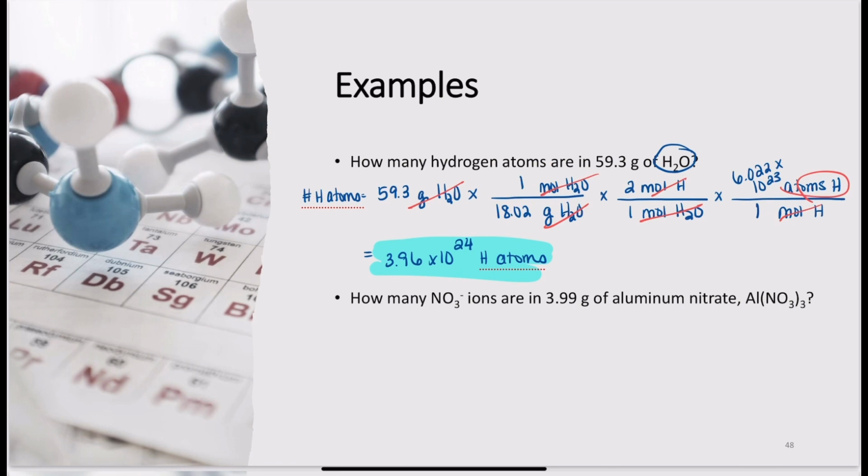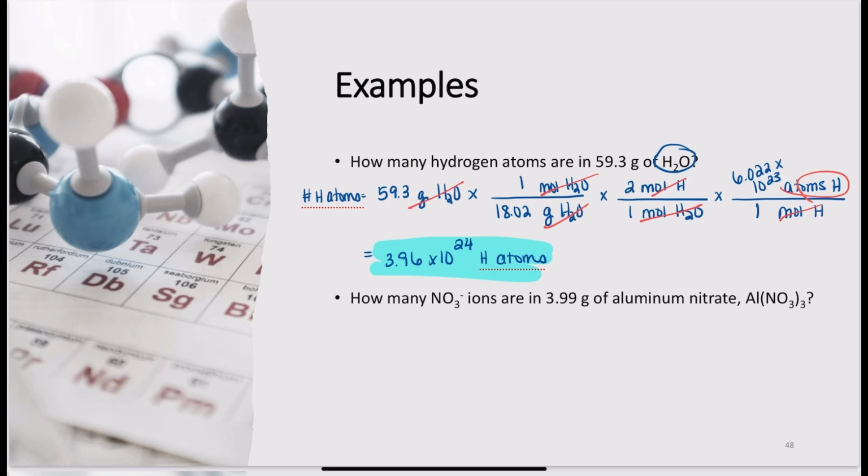What about this one? How many nitrate ions are there in 3.99 grams of aluminum nitrate, Al(NO3)3? Now, students start to get overwhelmed at this point because we don't cover naming until chapter 3, which is the next chapter. But if you have this on an assessment, we will either have finished naming by this point, or I would give you the formula, okay?